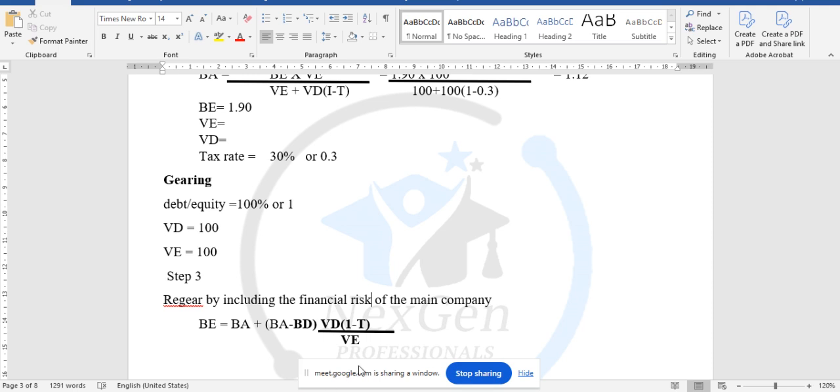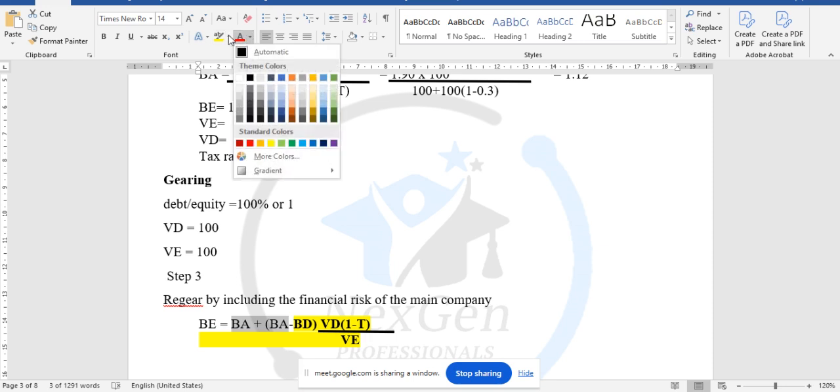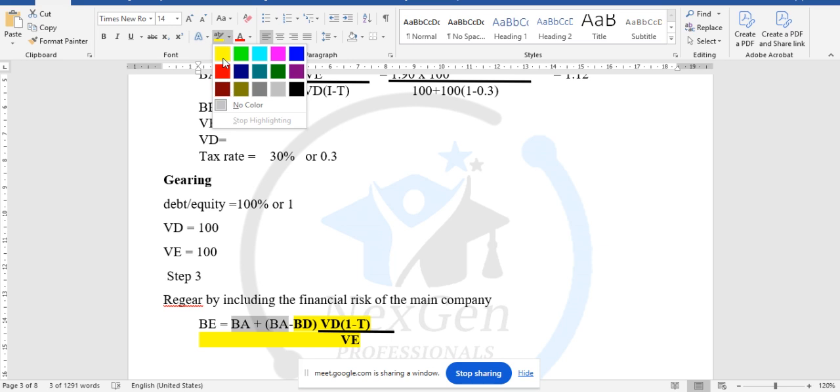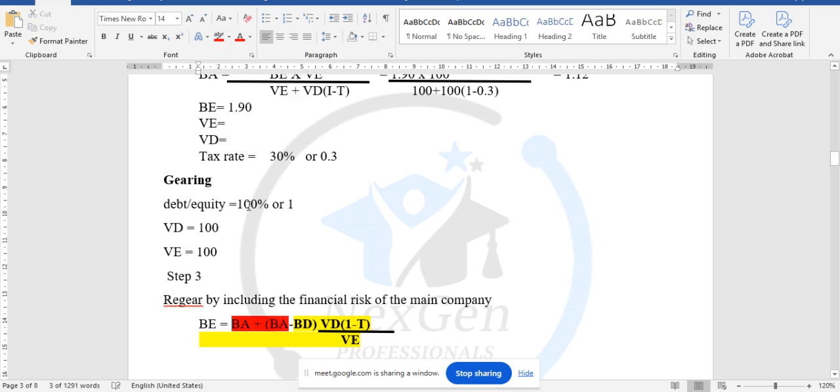Equity beta. Don't forget where I highlighted like this. This part is for the main company. Just check the information: the value of debt of the main company, the value of equity of the main company, the tax of the main company, beta debt of the main company, class. I hope I'm communicating, right? The other part here is for the proxy company, right?